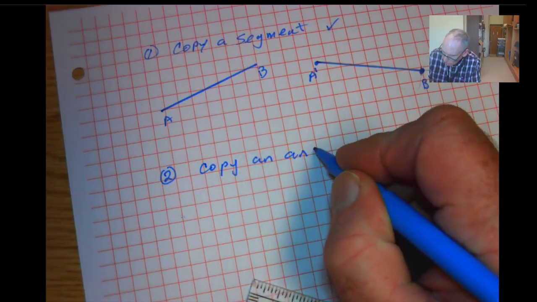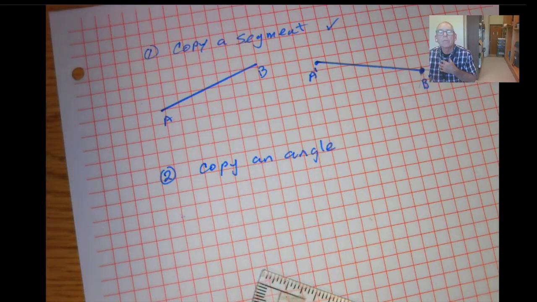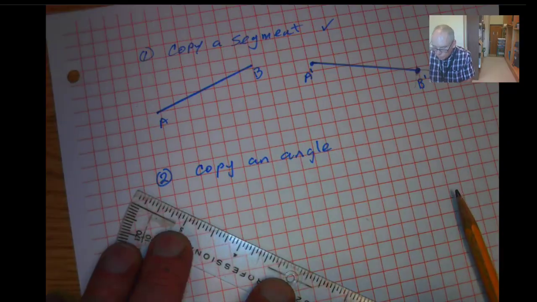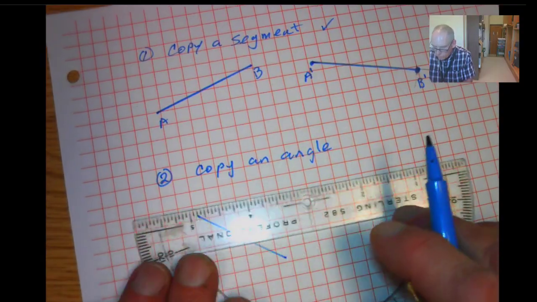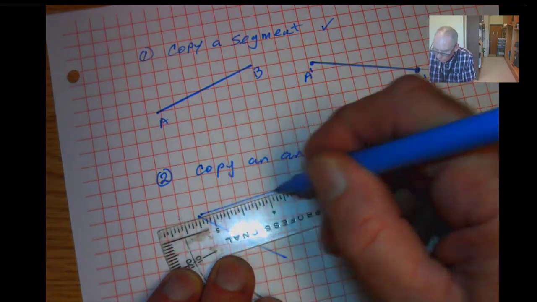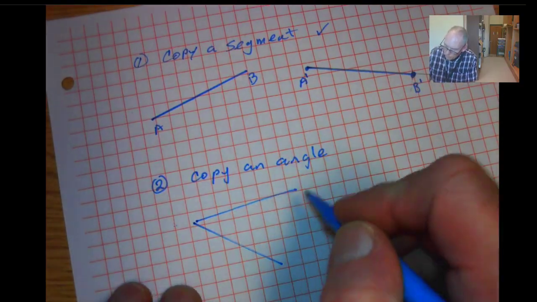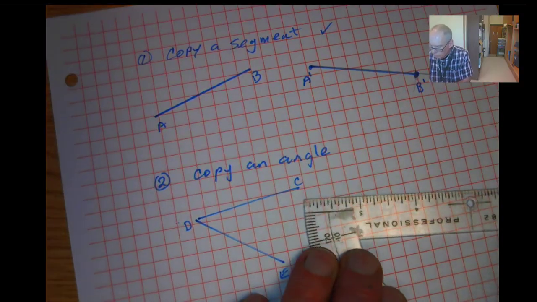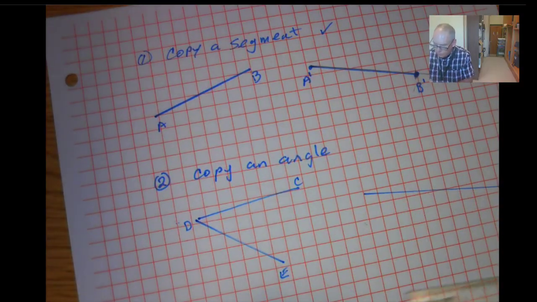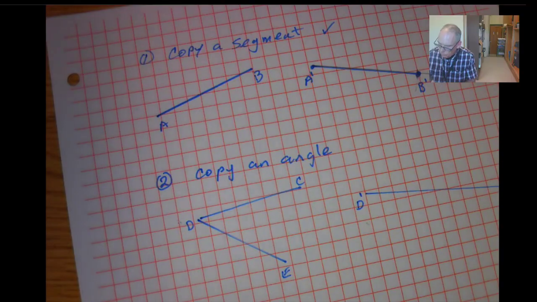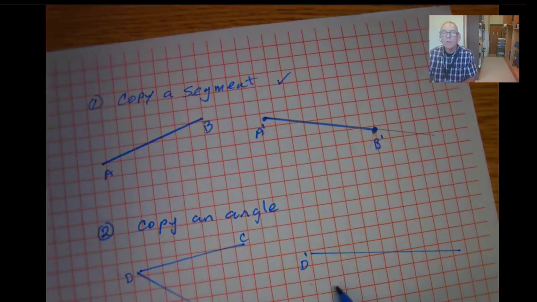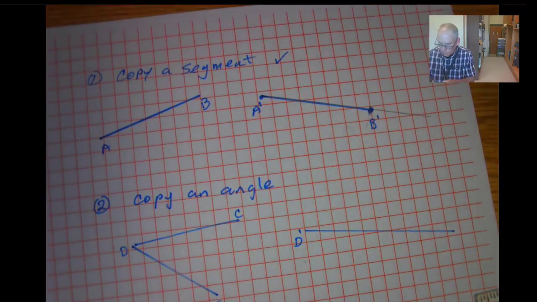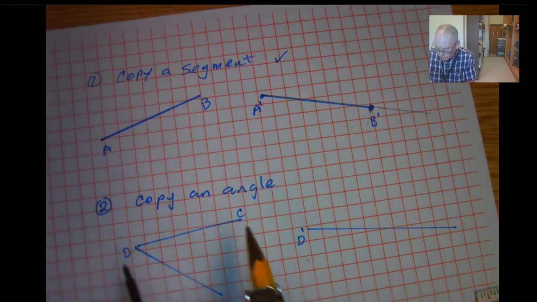Our next construction is to copy an angle. So we're going to draw a random angle, and then we also need a side for where we're going to copy the angle to. So we need to draw that and decide where the new vertex is going to be. So again, since the vertex of our angle is D, I'm going to call the place where the vertex is going to transfer D prime.